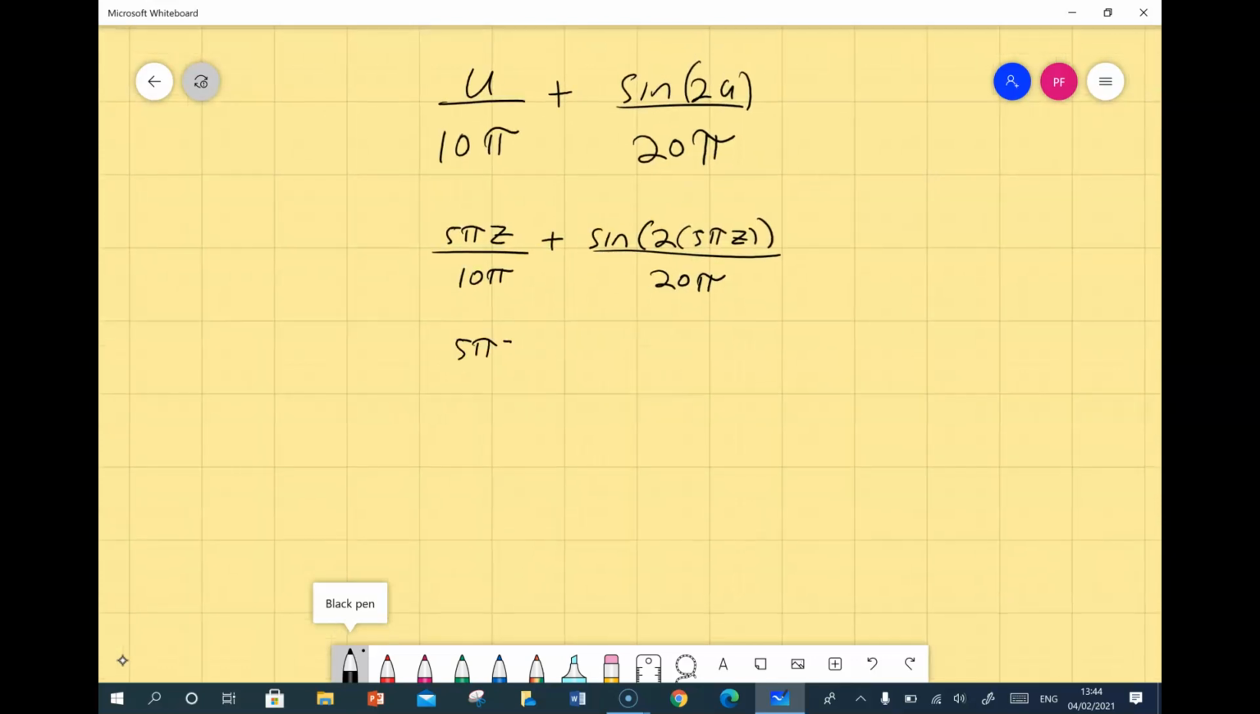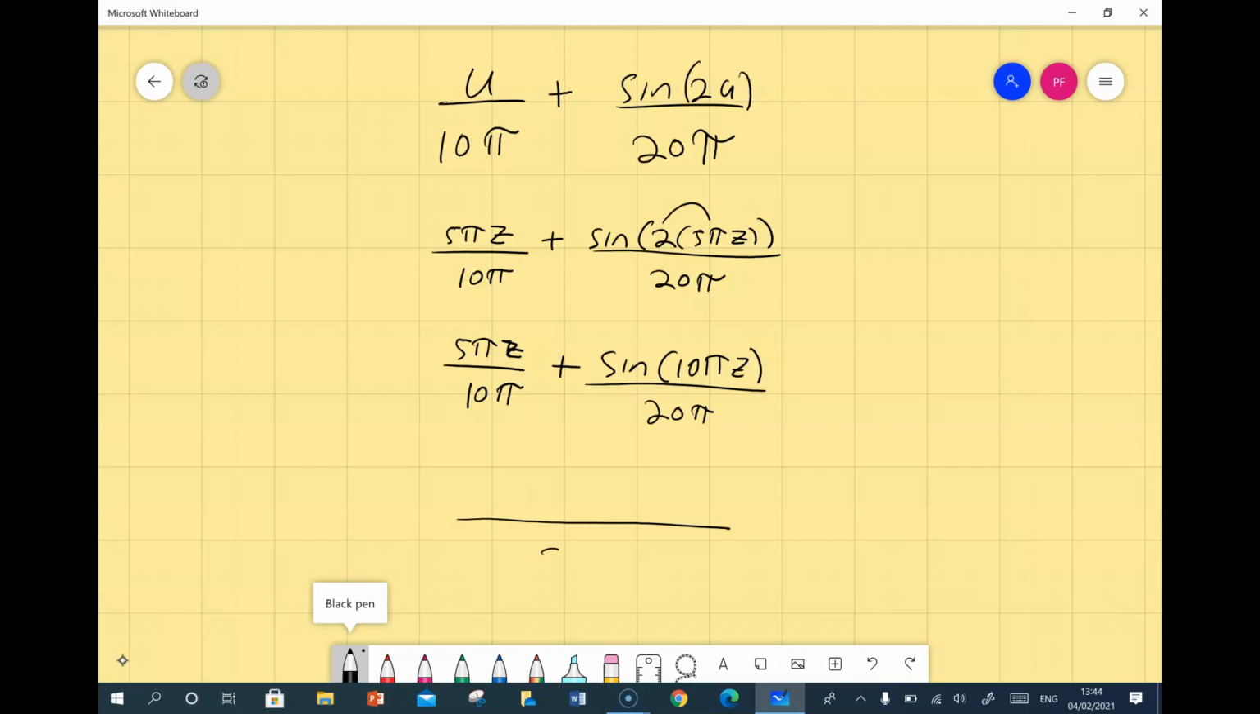But if we want, we can also get a common denominator. So we'll do that in a second. 5 pi z over 10 pi, and plus 2 times 5 pi z is the sine of 10 pi z over 20 pi. Now you could just throw your plus c in there, and that's absolutely correct as well. But if we just want to write it as one fraction, 10 pi and 20 pi, obviously 20 pi would be a perfect common denominator. So 10 pi would have to be multiplied by 2 to give me 20 pi. So I have to multiply the top line as well by 2. And the sine of 10 pi z is already over 20 pi, so that's just plus sine of 10 pi z.